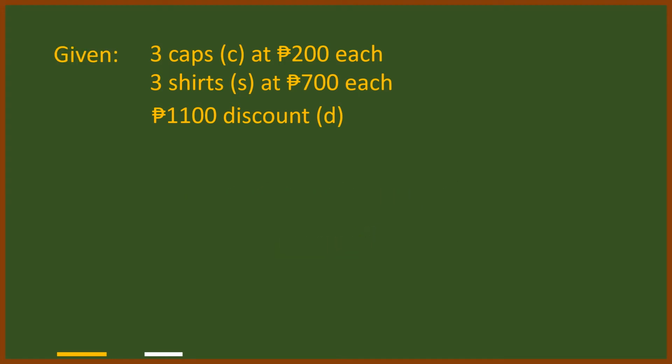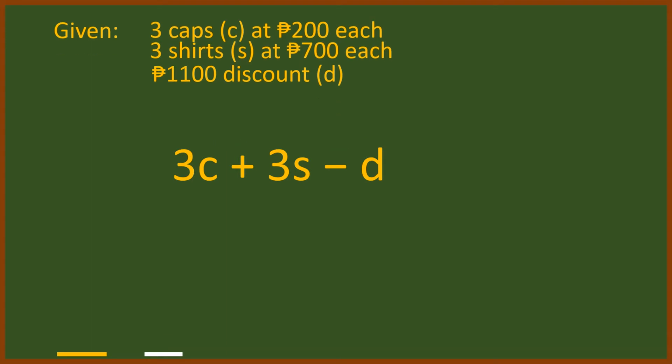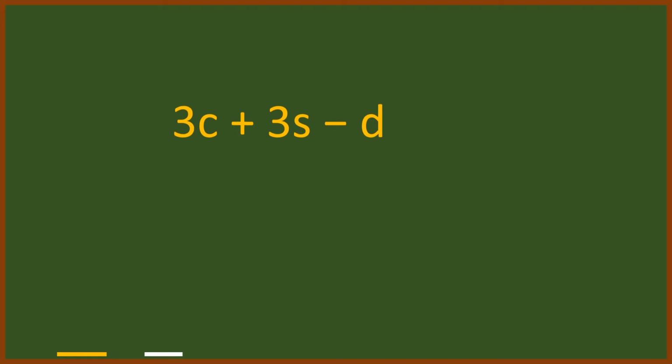Using the given, we can write 3C for the 3 caps, 3S for the 3 shirts, and D for the discount. The expression would now be 3C plus 3S minus D. We can now solve for the amount by substitution.